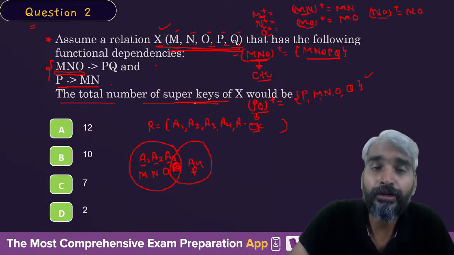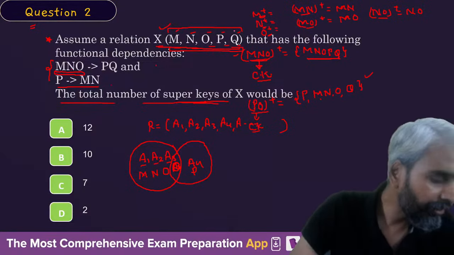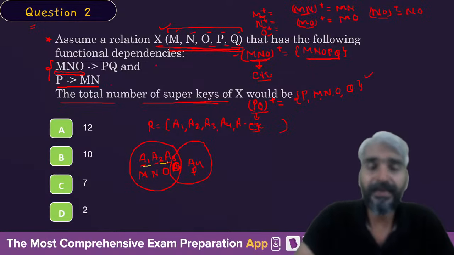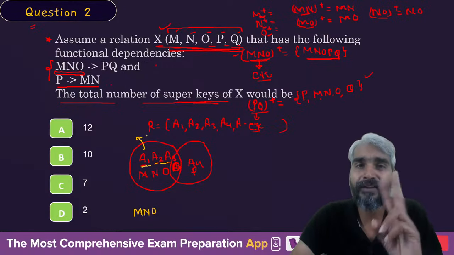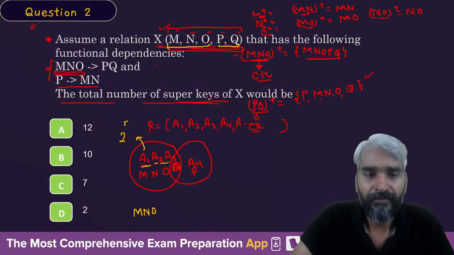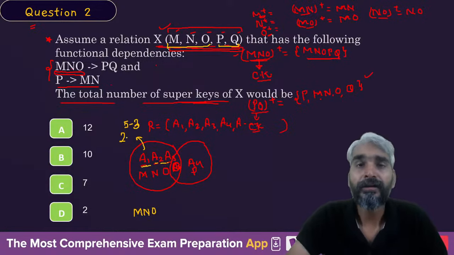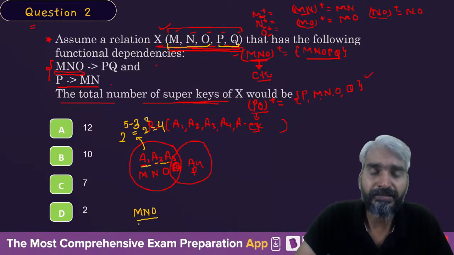Now the idea is, how many total number of super keys are possible if there are five attributes? Can any one of you give the answer? Correct, Harsh. Very good. So how to solve such a problem? These are the three attributes. In a super key, these three attributes must be present. So if M, N, and O are present, then the leftover attributes are 5 minus 3, that is 2. So 2 raised to the power 5 minus 3, that is 2 squared, that is 4 super keys are possible with respect to MNO.